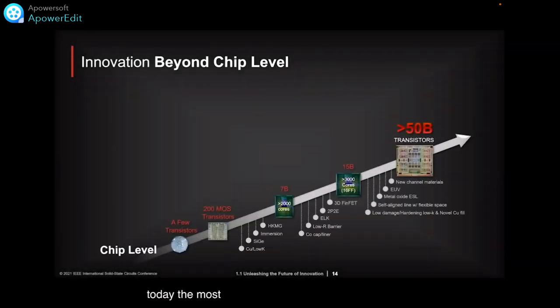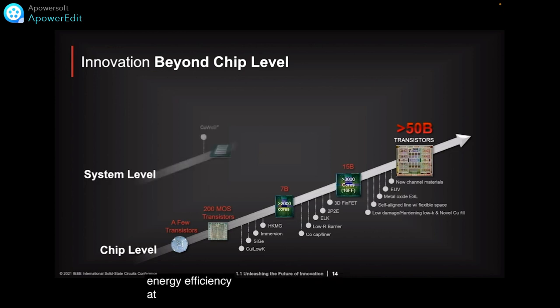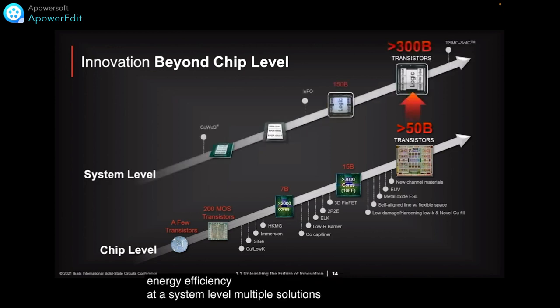Today, the most advanced GPU products have more than 50 billion transistors at chip level and have phenomenal performance and energy efficiency. At the system level, multiple solutions such as TSMC's InFO, CoWoS, SoIC technologies have opened up ways to grow transistor count for the packaged system to over 300 billion.